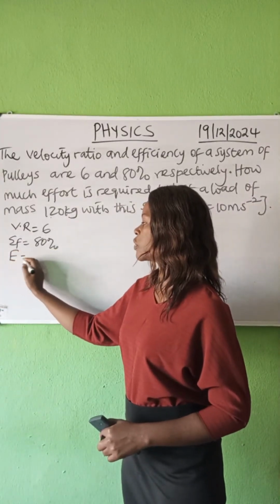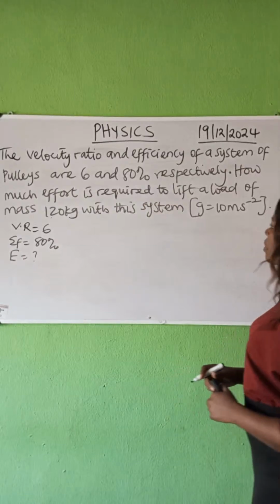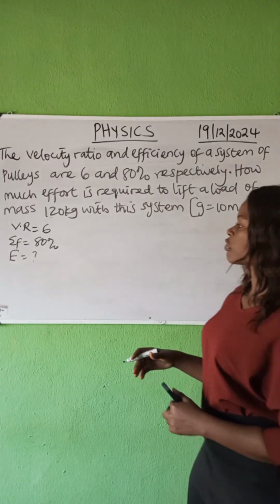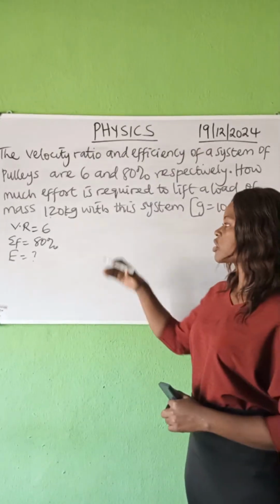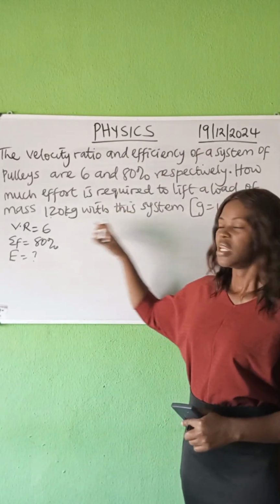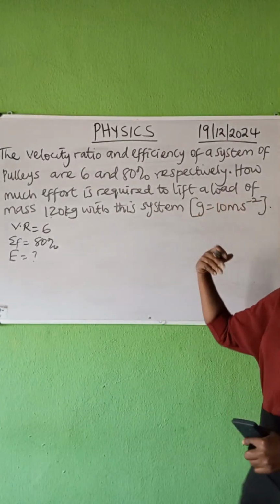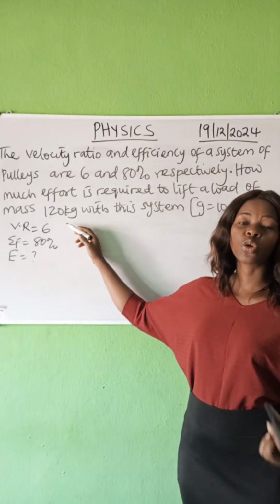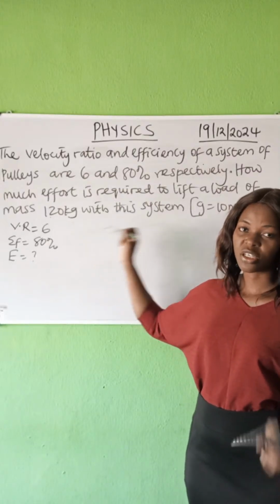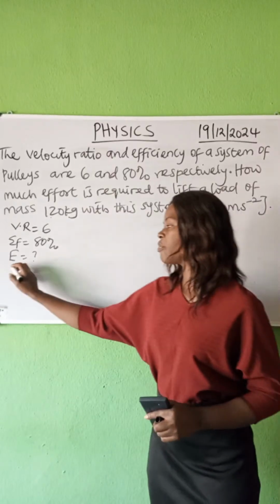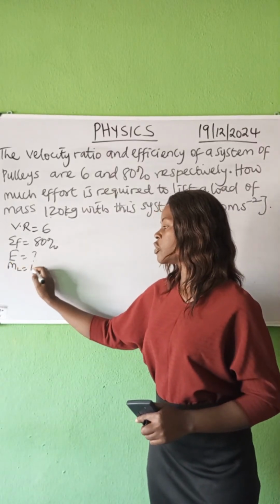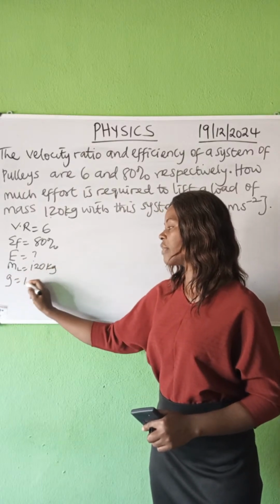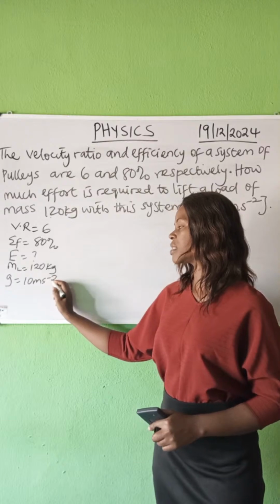All right. We are looking for effort. That is capital E. Right? Now, how much effort do we need to raise a load of 120 kilogram? I told you yesterday that you must concentrate on the values given to you, even if they mention load. But they did not give you, because load is a force. They give you the mass of the load. So there is need for you to convert it to force, which is in Newton. Do you understand? Okay, so I have mass of the load to be 120 kilogram. And we are given acceleration due to gravity to be 10 meters per second square.